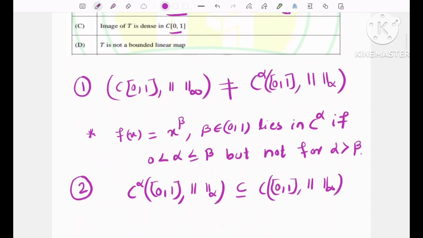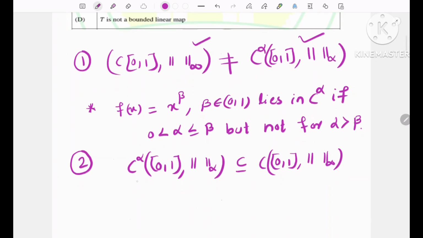Before going to verify these options, let us first discuss some auxiliary results on the Hölder continuous space. First we will check that the continuous function space and the Hölder continuous function space are not the same, and later we will verify that the Hölder continuous function space lies in the continuous function space. Means the Hölder space is a subset of the continuous function space, but the continuous function space is not a subset of the Hölder space. There is a function in the continuous function space which is continuous, but it is not Hölder continuous.